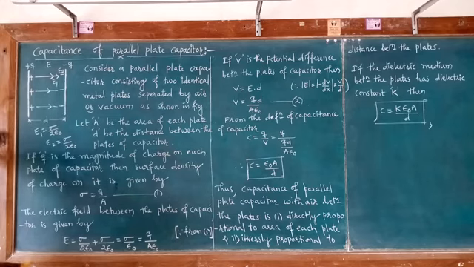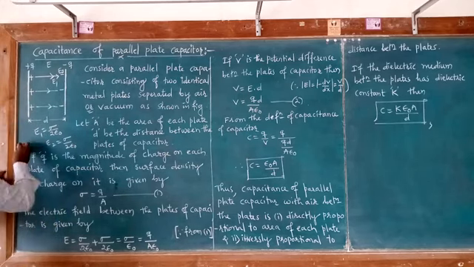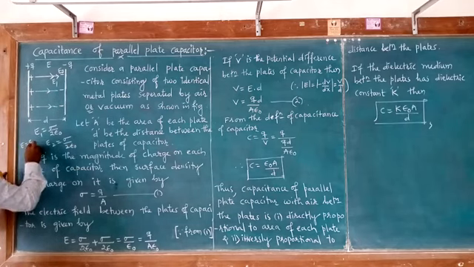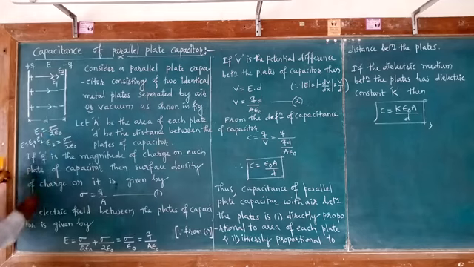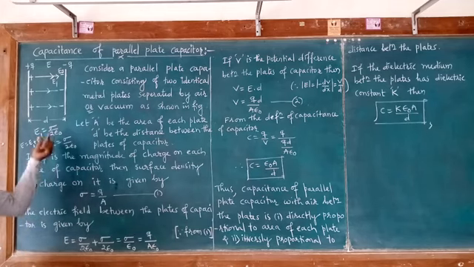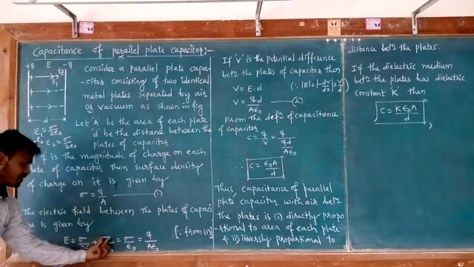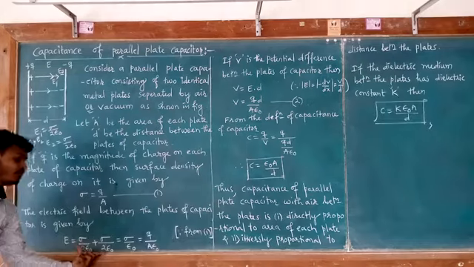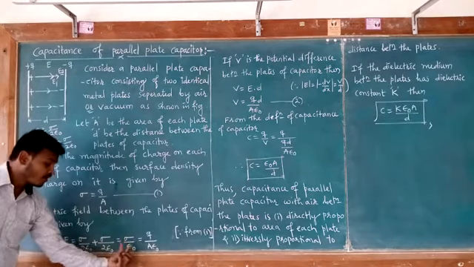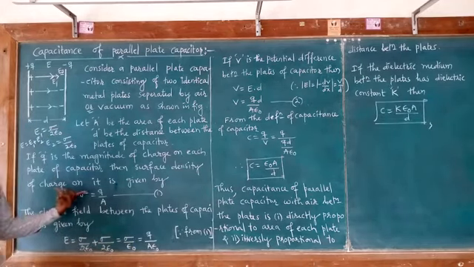Therefore, the net electric field between the plates of the capacitor is given by E is equal to E1 plus E2. In the place of E1 we have to substitute sigma upon 2 epsilon naught, and in the place of E2 we also substitute sigma upon 2 epsilon naught. The sum of these two gives rise to sigma upon epsilon naught. Here sigma can be replaced by equation 1.